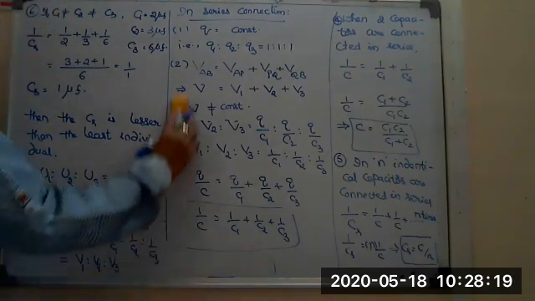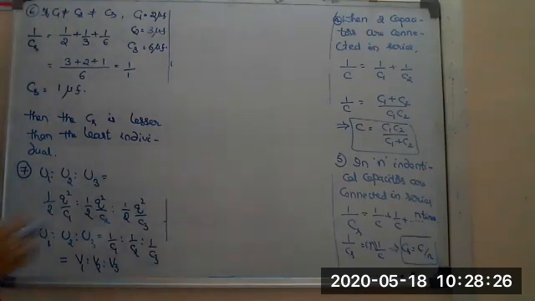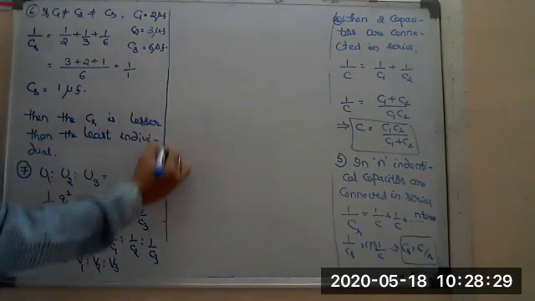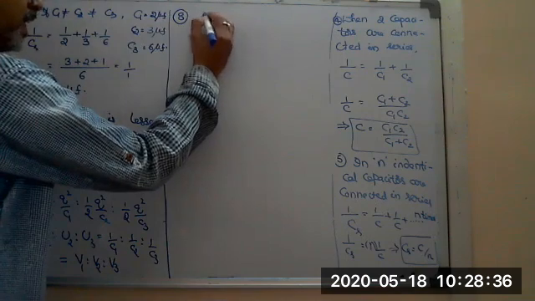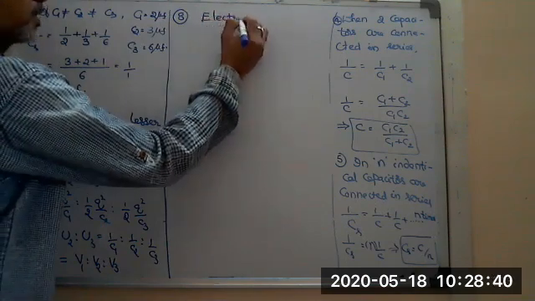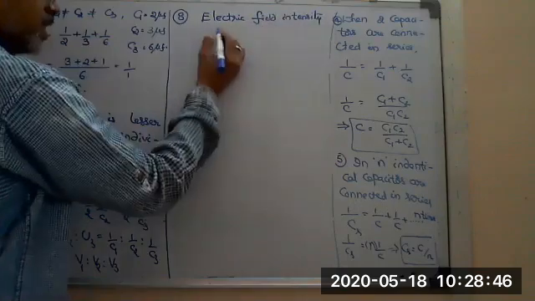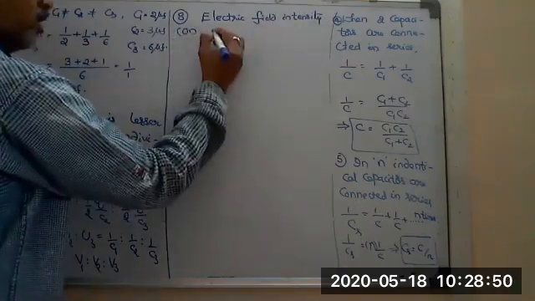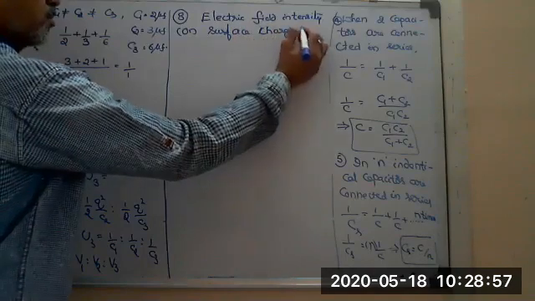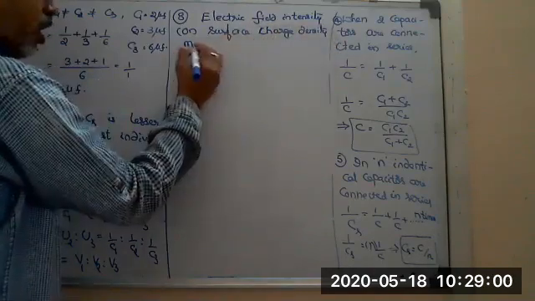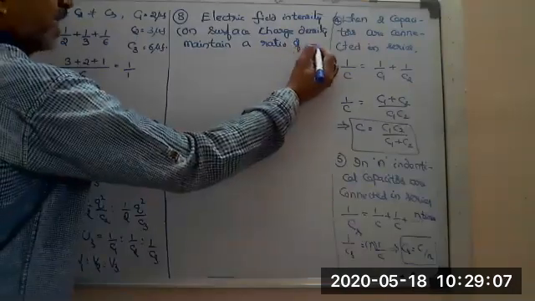And last but not least, in this series grouping, suppose I ask what will be the ratio of the electric field intensity, which depends upon sigma, the surface charge density?